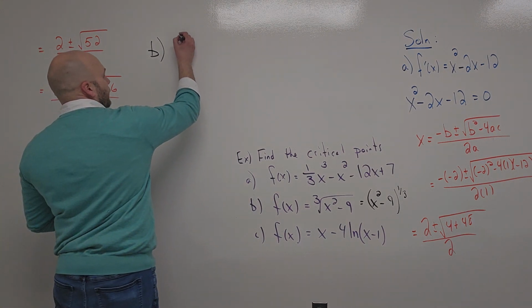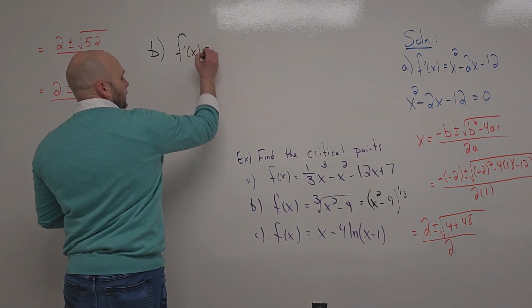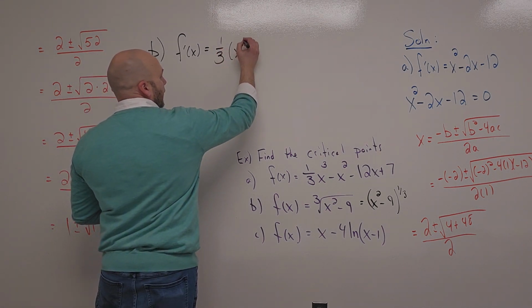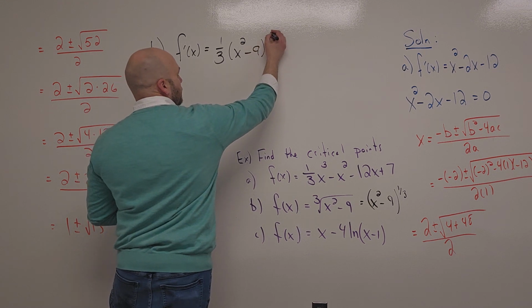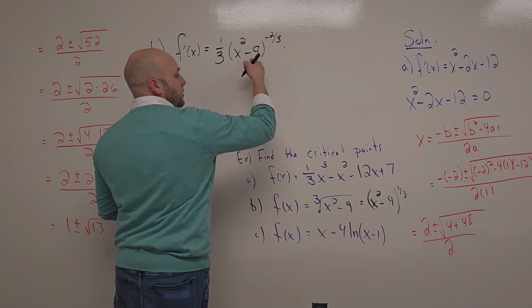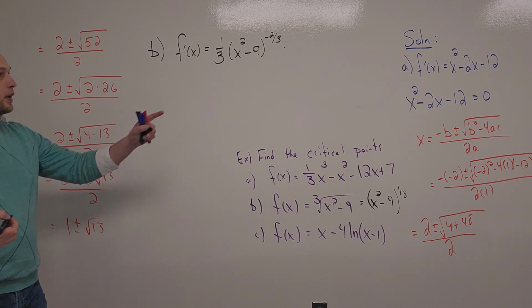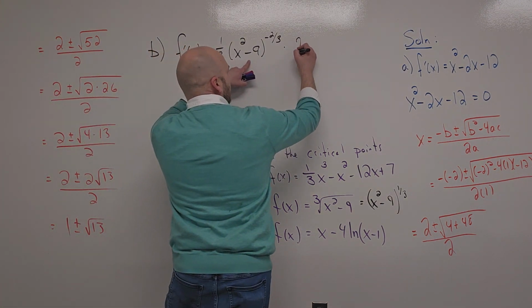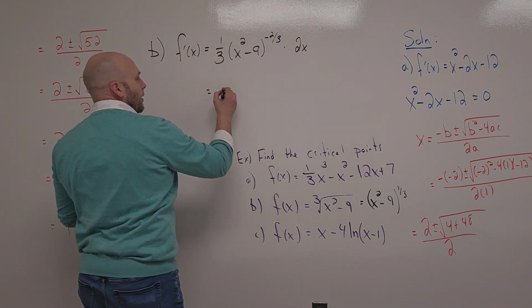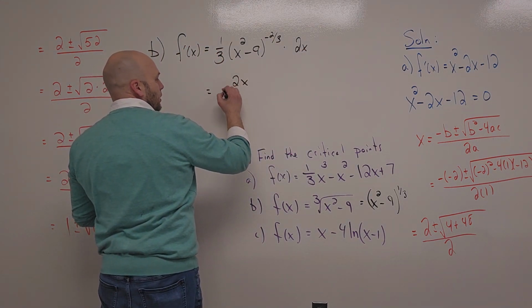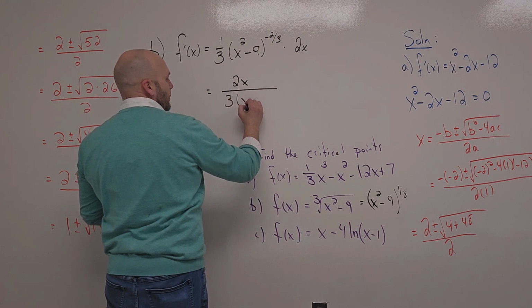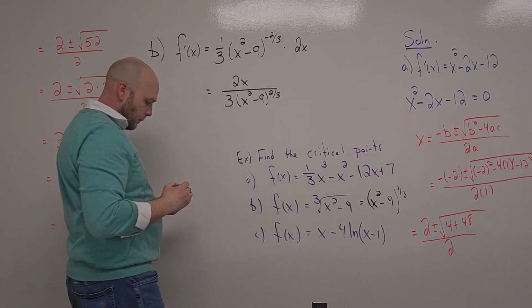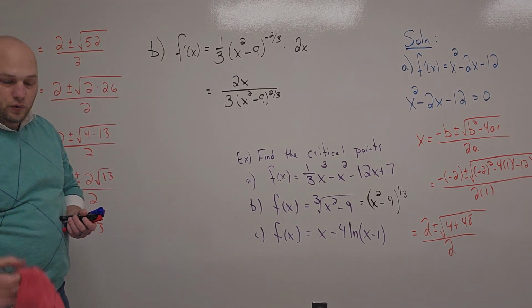All right, so therefore the first derivative would be 1/3 x squared minus 9 to the negative 2/3. And since there's a composition, we need the chain rule, meaning a factor of 2x being the derivative of this quadratic comes out front. And then let's clean that up. So I've got 2x over 3 times x squared minus 9 to the positive 2/3. Okay. So there is the first derivative.